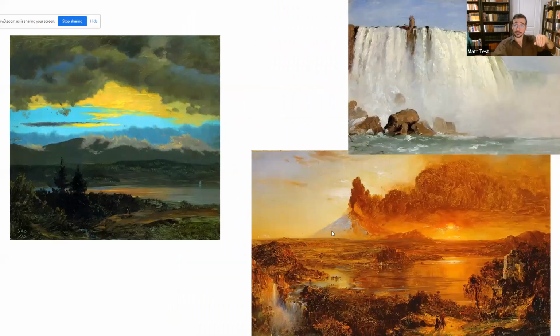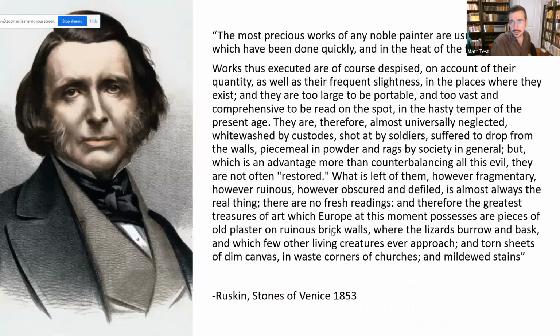Now, we've looked at this move toward laziness, melancholy, dark emotions, right? A fixation on hyper-sensualism. Let's review again. What does Ruskin say in his Stones of Venice is the ideal of great art? It's worth revisiting this. The most precious works, he says, of any noble painter are usually those which have been done quickly and in the heat of the first thought.